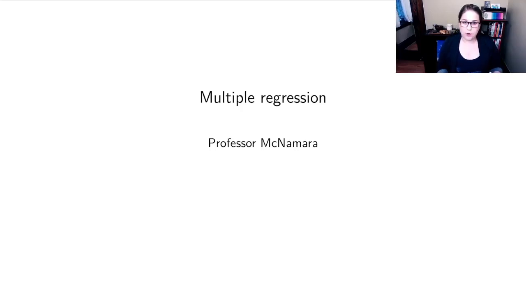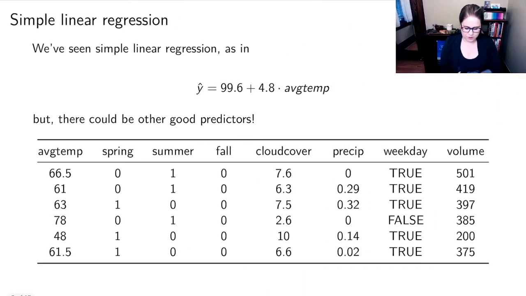We're going to talk about multiple regression, which is an extension from simple linear regression. So let's start by reviewing the way that we've seen simple linear regression. The example I was using was trying to predict the volume on a rail trail, basically a bike path, based on the average temperature of the day. And the model that I fit using technology was 99.6 plus 4.8 times the average temperature. So this is a simple linear regression model because it has one predictor or explanatory variable.